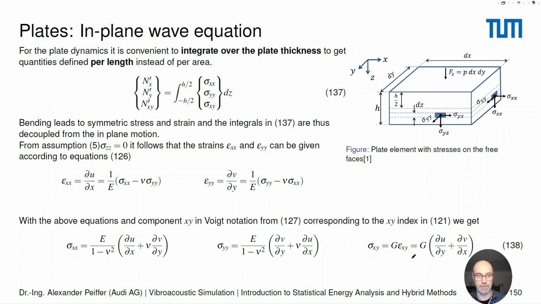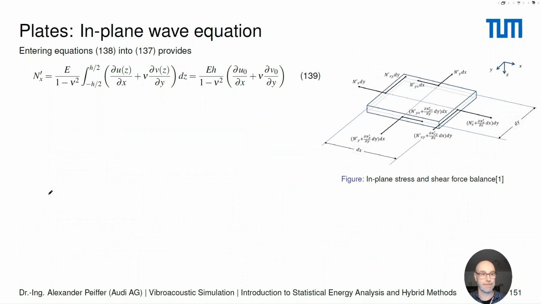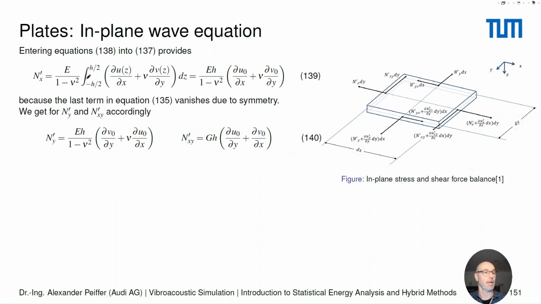Why do we need this? We need those expressions to calculate the forces per length. And this is what we do in the next slide. So if we enter those expressions, we get this equation 139 for the force in x direction, and we can do similar things for all the other directions. Again, some of the terms in 135 vanish because we have the symmetry assumption.